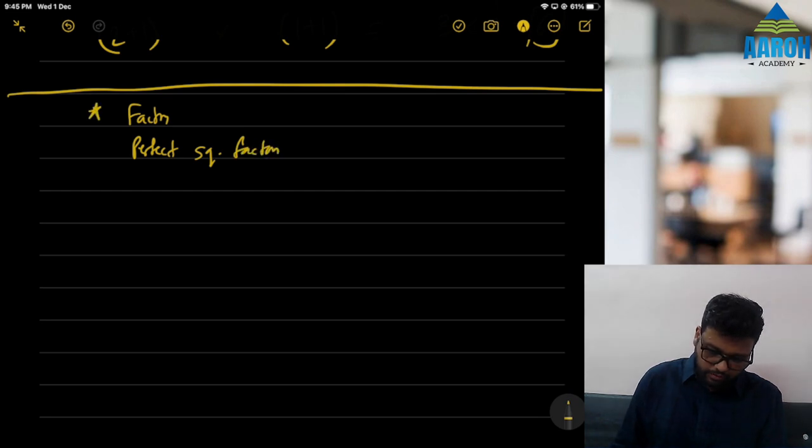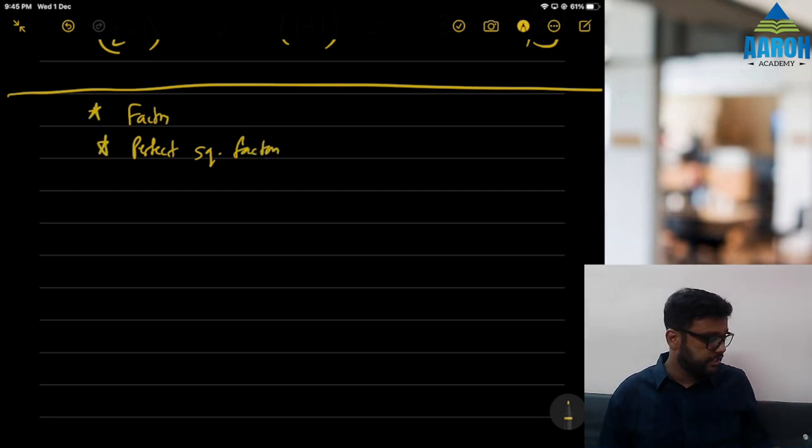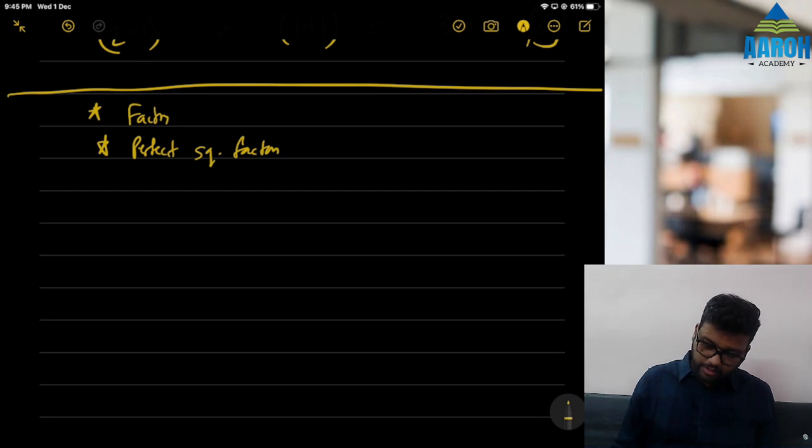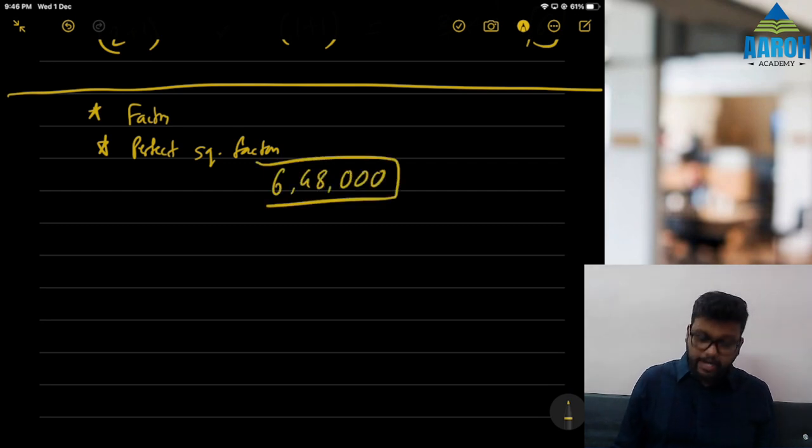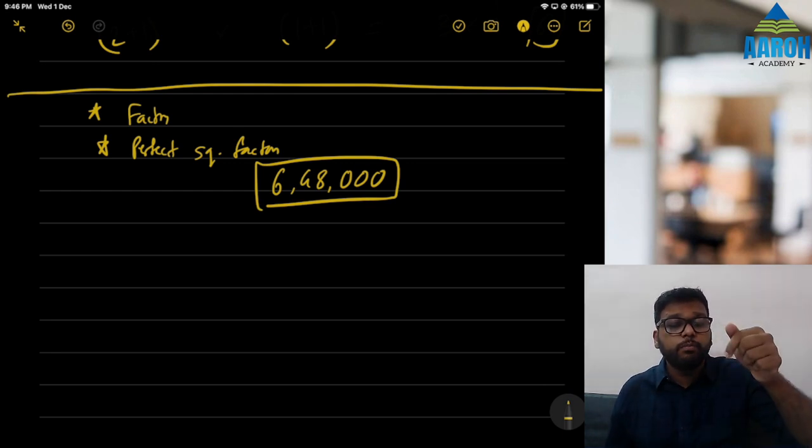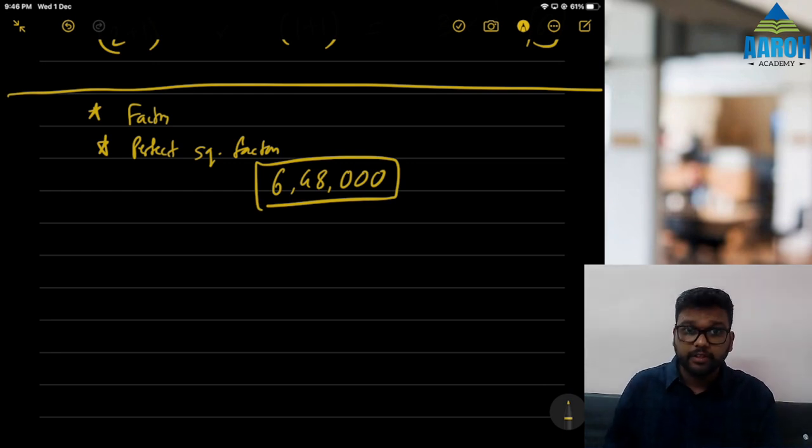Okay. For this number, okay, let me just create a number randomly. Let's say, let's take some random numbers. Take 6,48,000. Try to calculate number of factors and number of perfect square factors of this number as an exercise. Let's see how many of you are able to get it.